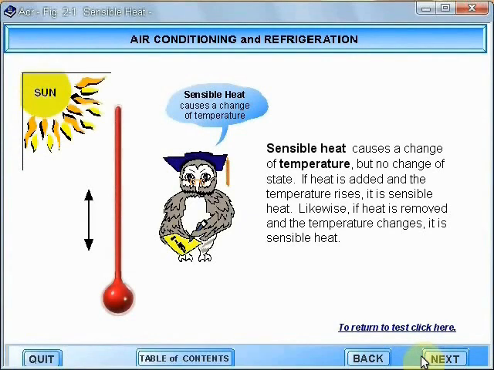Sensible heat causes a change of temperature, but no change of state. If heat is added and the temperature rises, it is sensible heat. Likewise, if heat is removed and the temperature changes, it is sensible heat.